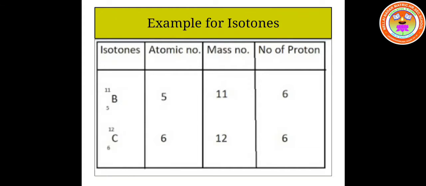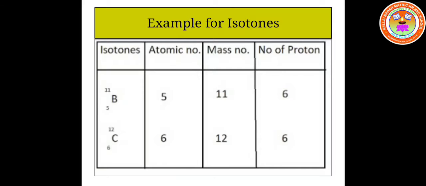Boron 11 and carbon 12. The atomic number of boron is 5 and its mass number is 11. For carbon 12 isotope, atomic number is 6. Okay, children. So these two are different elements. One is boron, the other is carbon, and their atomic numbers are different. For boron it is 5 and for carbon it is 6. These two elements have different mass numbers also. Boron has got 11 as its mass number, whereas carbon has got 12 as its mass number.